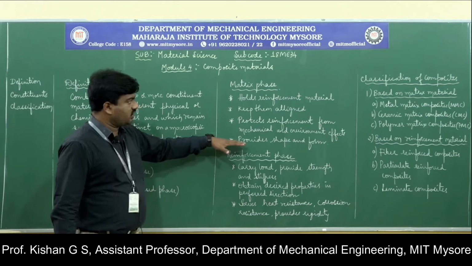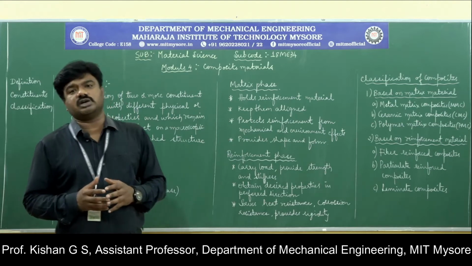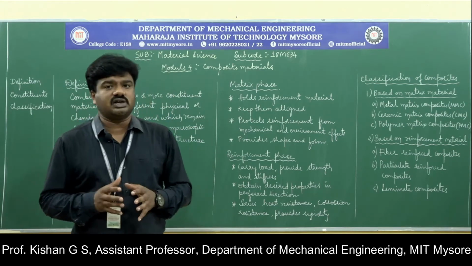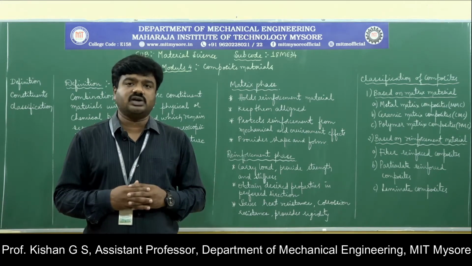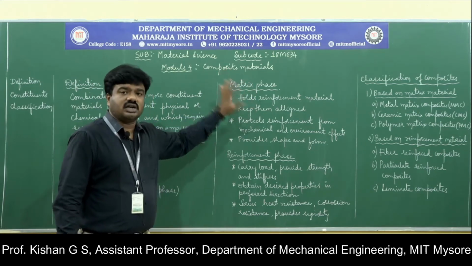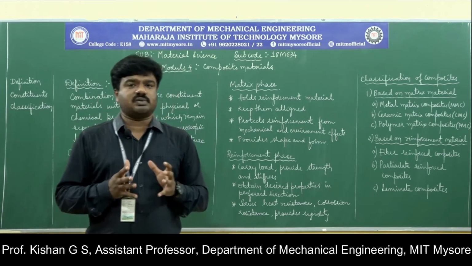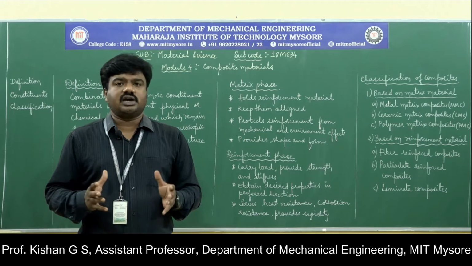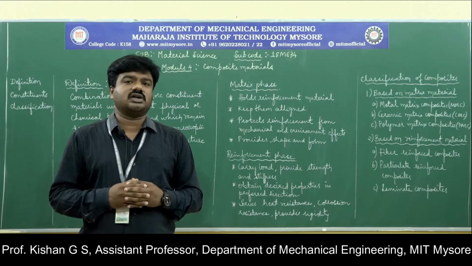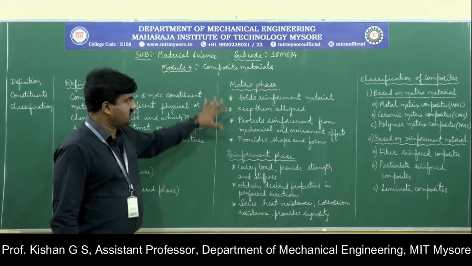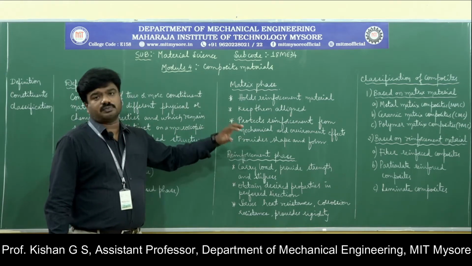Next comes the last point of the matrix phase, which is a very important point: it provides shape and form for the composite material. Whatever may be the reinforcement material, to what extent or to what shape the composite material is to be built, the matrix phase is the phase that leads to that particular shape and form of the composite material. It may be a container, a laminated sheet, a flat platform, or an inclined surface with some spines. Whatever the design or shape, the matrix phase is the phase that leads to the formation of that particular shape as required in the composite material.